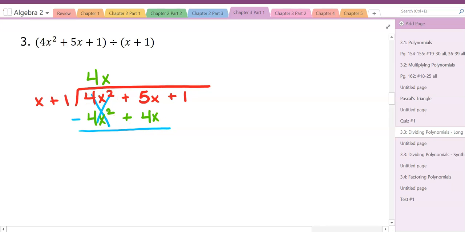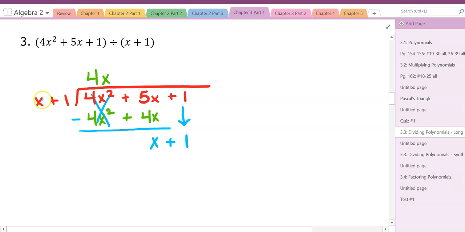Now this one, there's no double negative here, so you go ahead and just subtract, because it's 5x minus 4x, which would leave you with what? x. So x, and then I'm going to bring down that plus 1. Okay, do you guys see how we've got x plus 1 there, and that's what we're dividing by? We're dividing x plus 1 by x plus 1. So that's the same thing as if you were trying to take 5 divided by 5 or 10 divided by 10. You're going to get a 1 here.